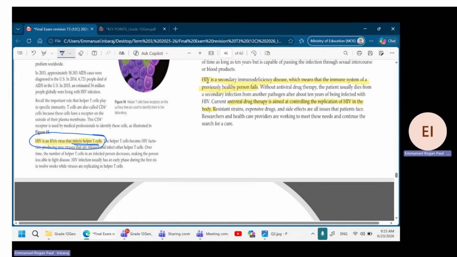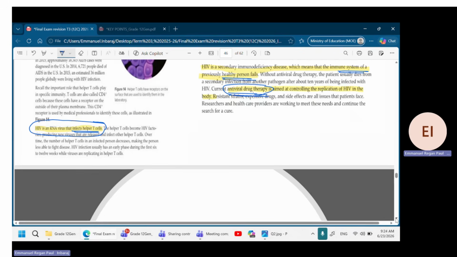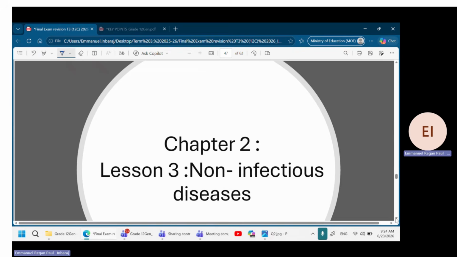And what will happen if HIV enters a person? It means the immune system of the person fails. The immune system fails. So there is no cure for HIV. The only thing you can do is the person can take antiviral drugs, antiviral drug therapies. They are the only things available now which can help the person to live longer. Okay, there is no cure, but the person can live longer by taking antiviral drug therapy. Okay, these are the keywords. Okay, now let's move on to the last chapter.